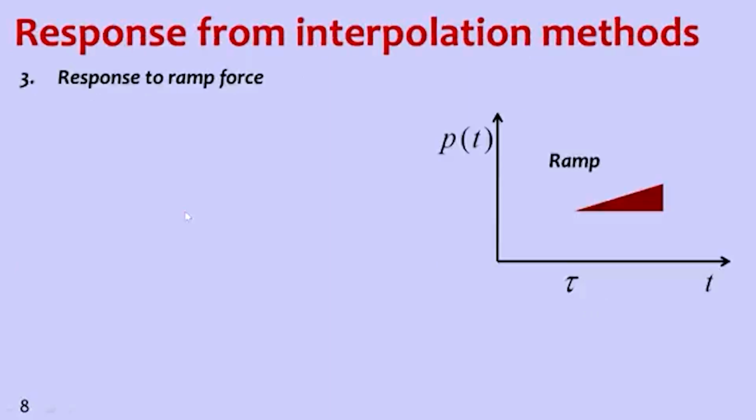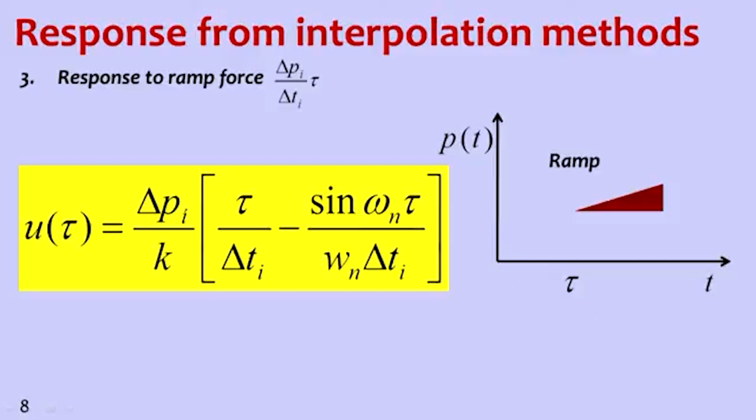And the third one is the response due to ramp force. This also we have studied in the Duhamel's integral, you may refer to that lecture. So u of tau is equal to delta pi by k multiplied by tau by delta ti minus sin omega n tau by omega n into delta ti. This delta ti is the time interval which is usually constant, and delta pi need not be constant, but delta ti will be constant. That means the same delta t we can use throughout.